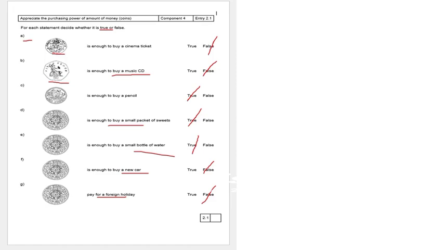For part B, I'm not fully sure if that's actually true or false here, but I'm going to say that's false for that question.